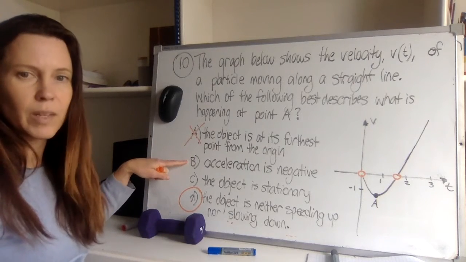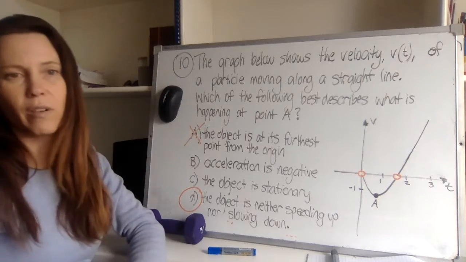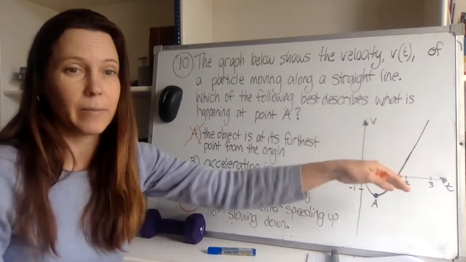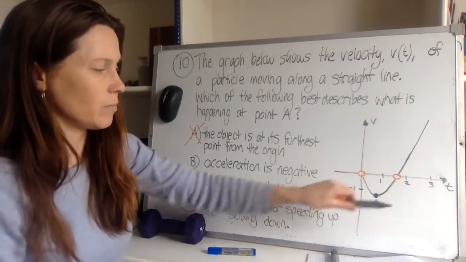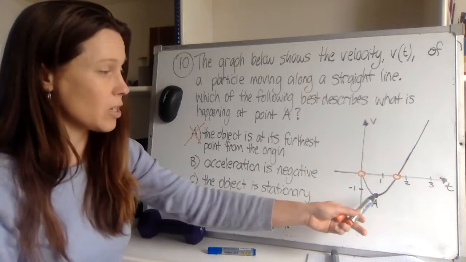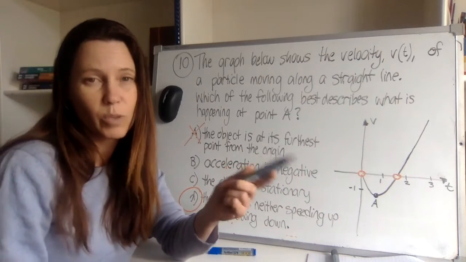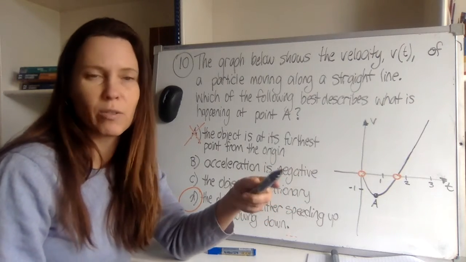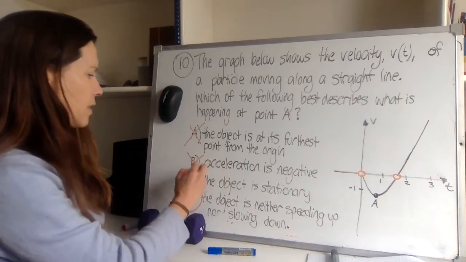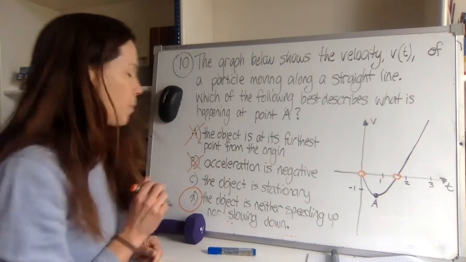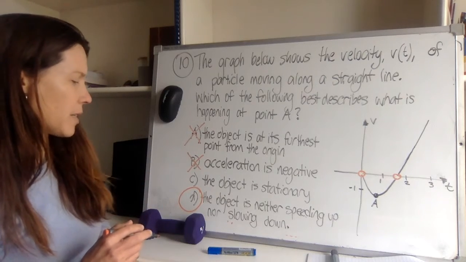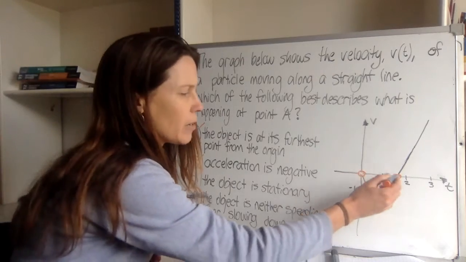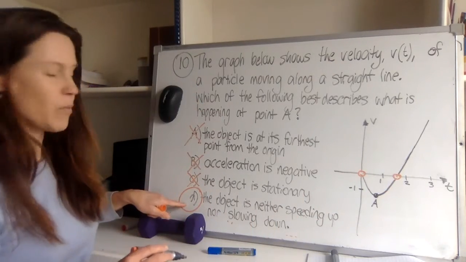Acceleration is negative. Well, acceleration is the first derivative of velocity, isn't it? And so in other words, acceleration would be the gradient anywhere here. Now, what's the gradient at A? It's actually 0. So that would tell me that the acceleration at that moment is 0, which makes sense. If you're not speeding up or slowing down, then you're not accelerating or decelerating. So no, that's wrong because the acceleration at point A would be 0. And last one here to consider, the object is stationary. Well, no, it's stationary when the velocity is 0, and that's happening here and here. So that one can't be right either. And we've got our answer, D.